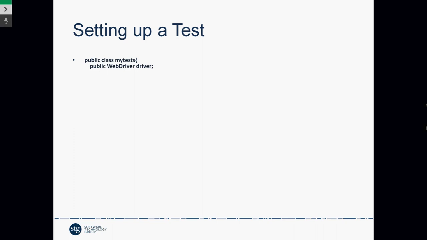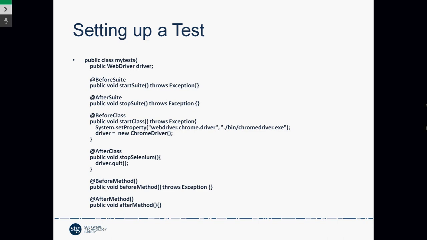Setting up a test. Here you can see you have a before suite, after suite. If you don't need to use those, you can leave them empty. They're not required to be in your test. Here in the before class, in this example, I'm using it to set up my WebDriver. Once I set up my WebDriver object, I pass it into my class-level variable for the WebDriver. And then at the after class, I do driver.quit. That cleans up my browser.